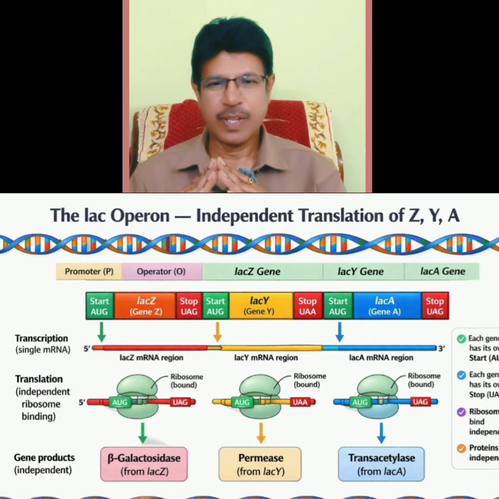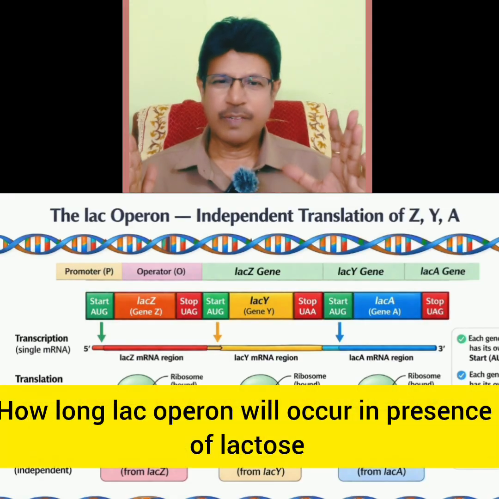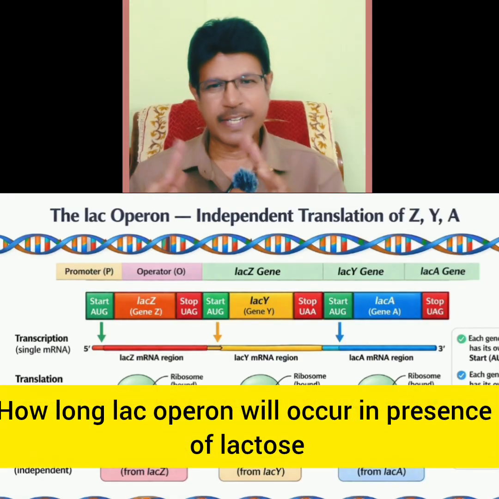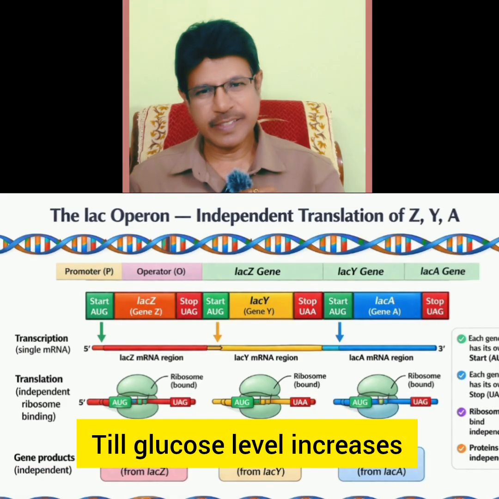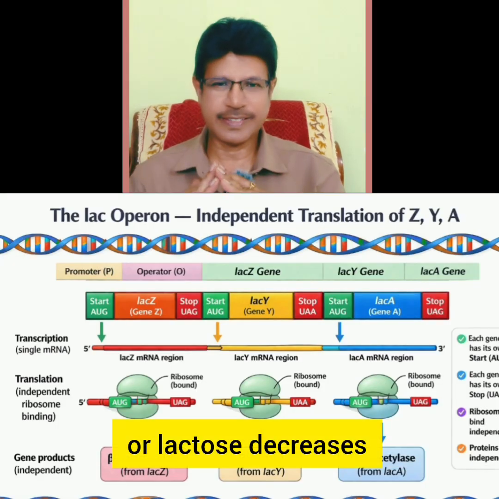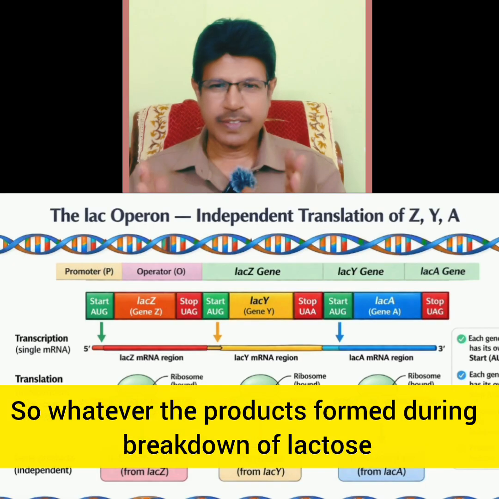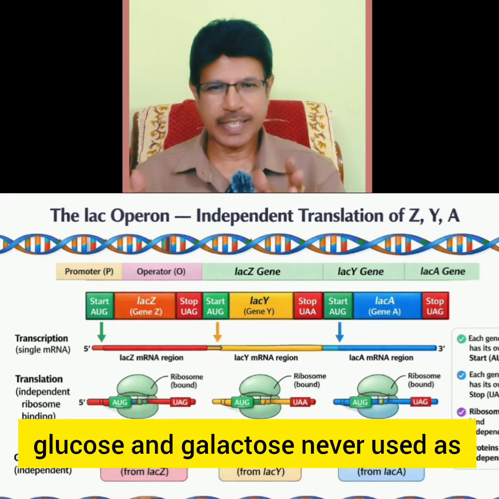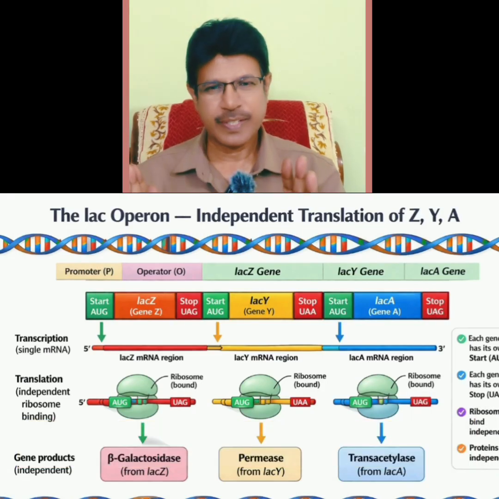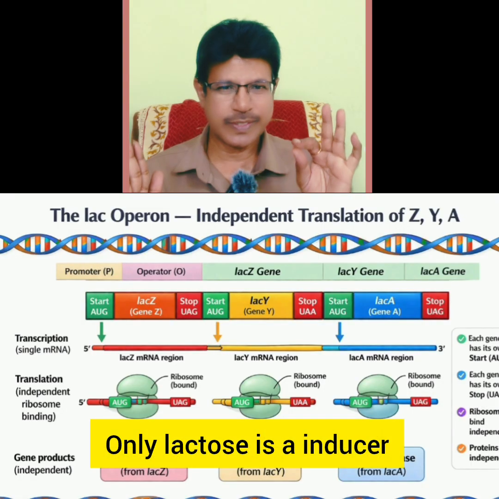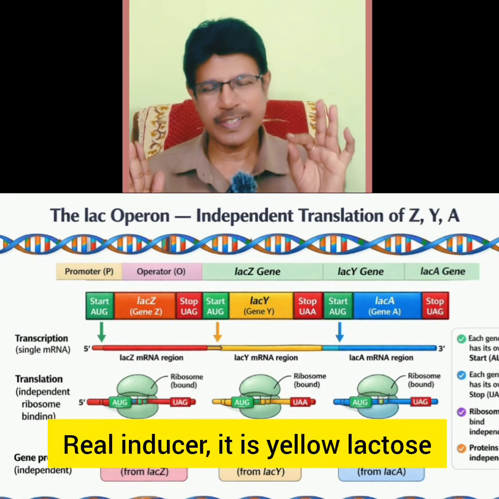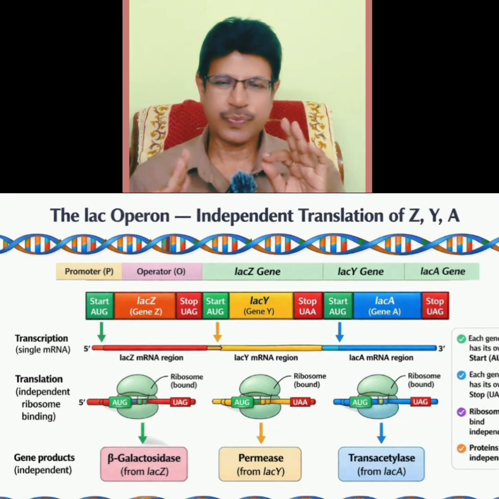Next, how long will lac operon occur in presence of lactose? Till glucose level increases or lactose decreases. So whatever products are formed during breakdown of lactose, glucose and galactose are never used as inducers. Only lactose is an inducer. The real inducer is allolactose.